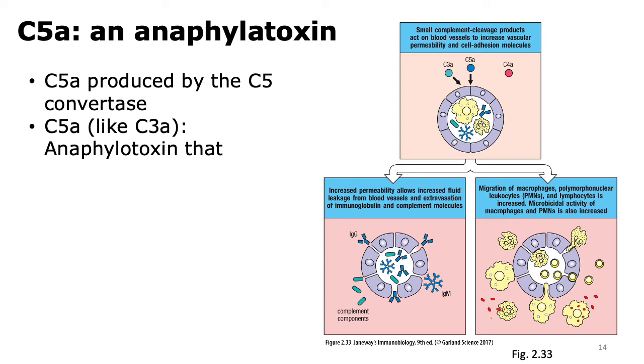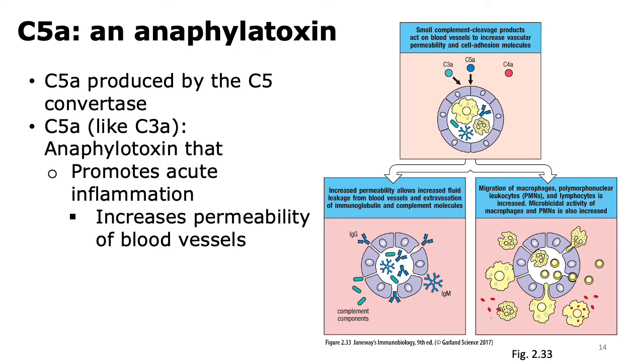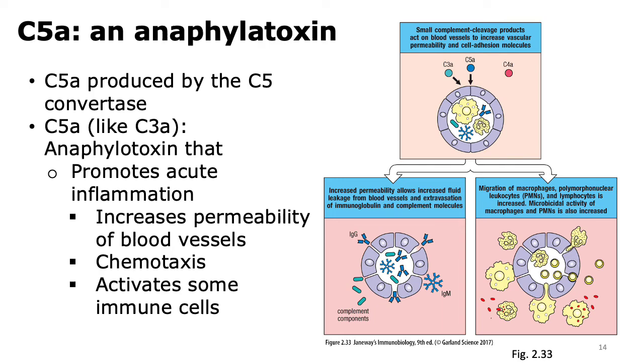Now C5a, like C3a, is a soluble and diffusible protein fragment, and it functions as an anaphylatoxin. The anaphylatoxin is able to promote acute inflammation by increasing the permeability of blood vessels, by also promoting chemotaxis of immune cells to the site of infection, and by activating some immune cells.